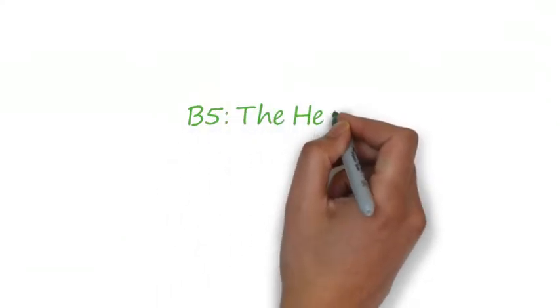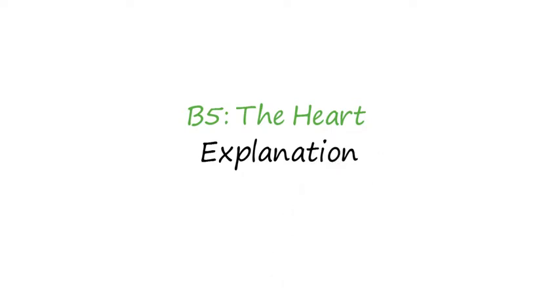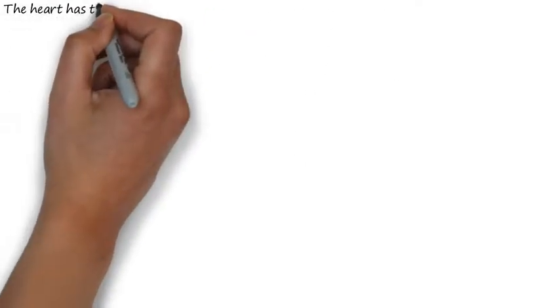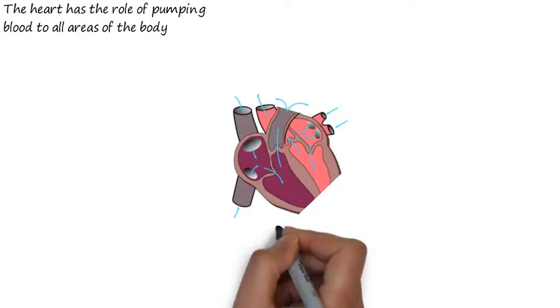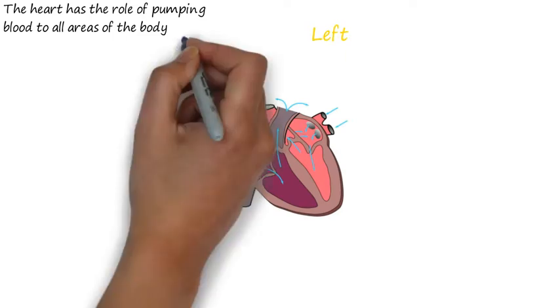In this video, we are concentrating on the circulatory system. We are going to start off by looking at the heart. The heart has the role of pumping blood to all the other areas of your body. To understand the functions of the heart, you need to first of all understand its structure.